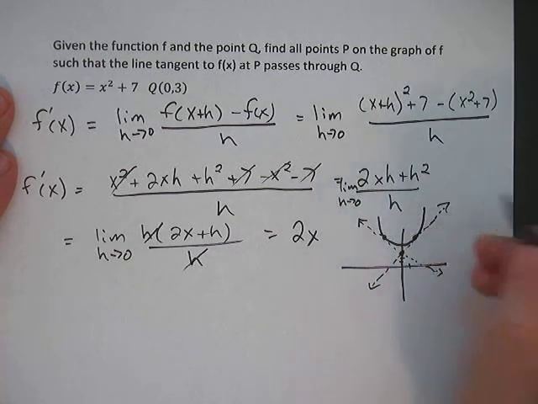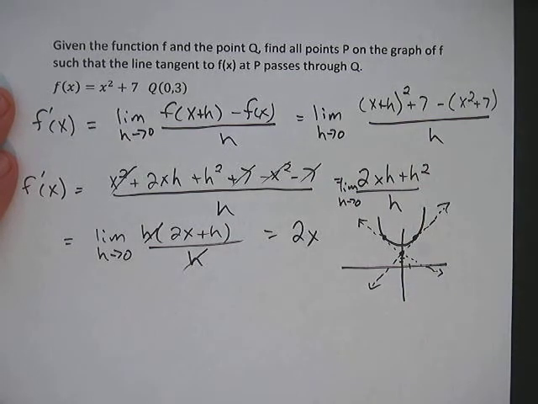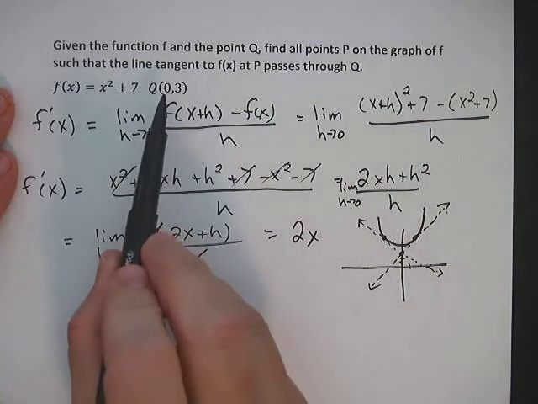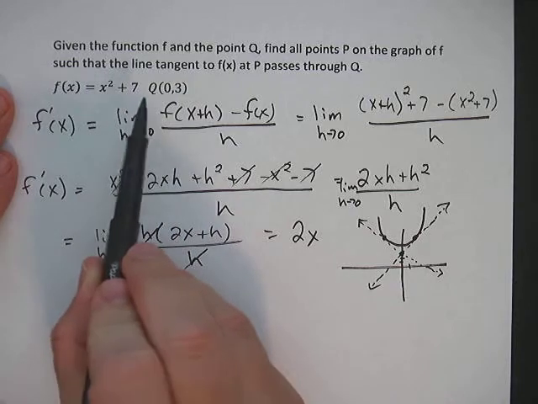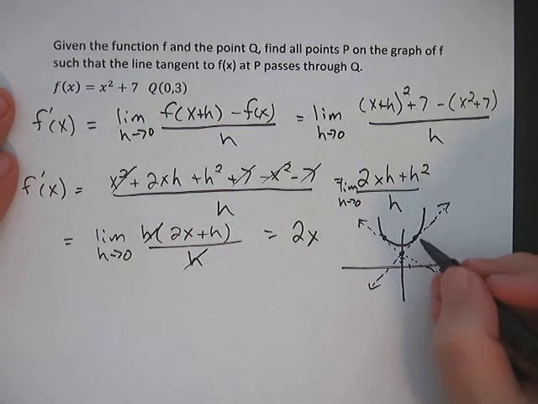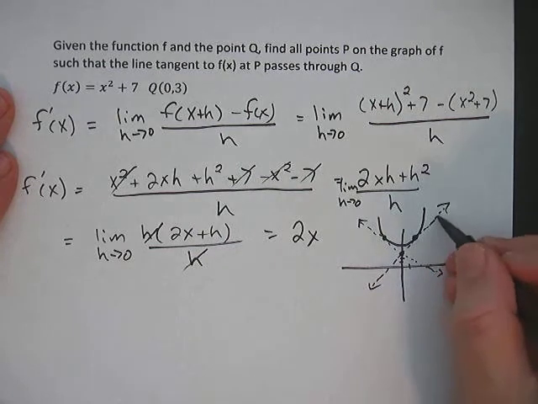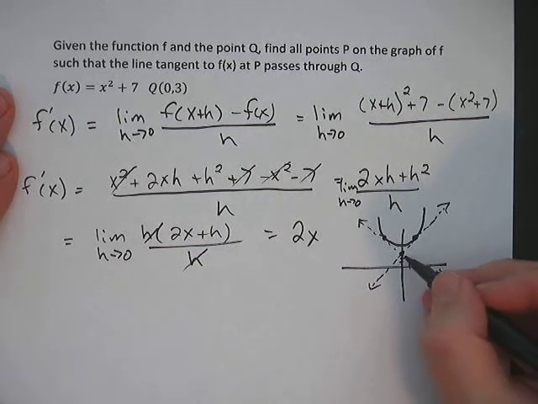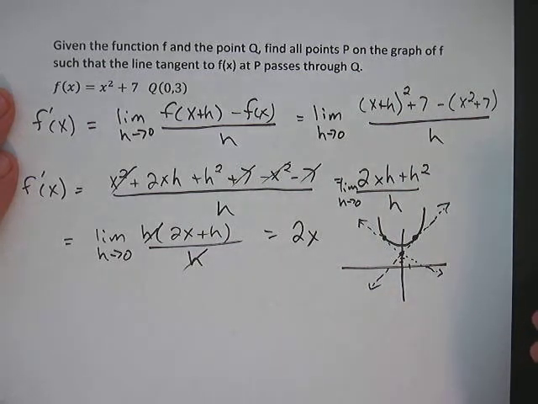We don't know exactly where those are yet, but I just wanted to point out that this point is not on the curve. It is not on the parabola x squared plus 7. It's somewhere else. So you'll find these tangent lines, but they have to pass through this 0, 3 point. So how exactly do we do that?